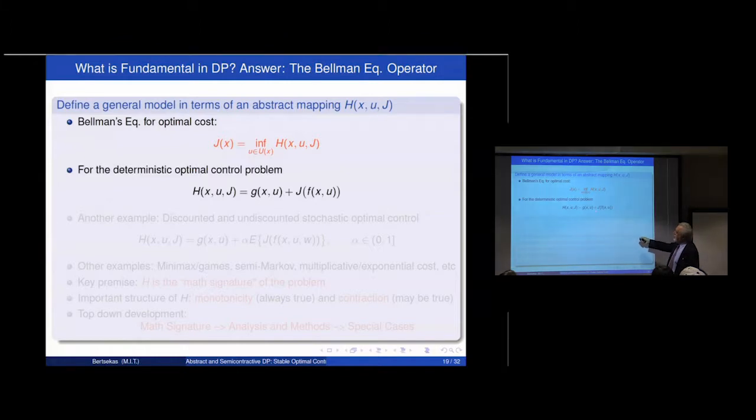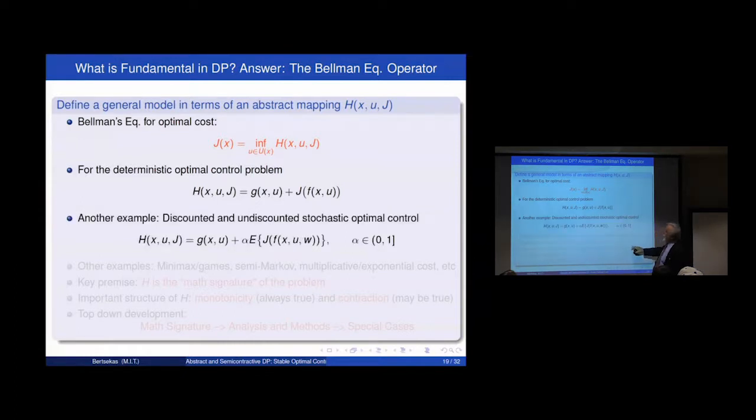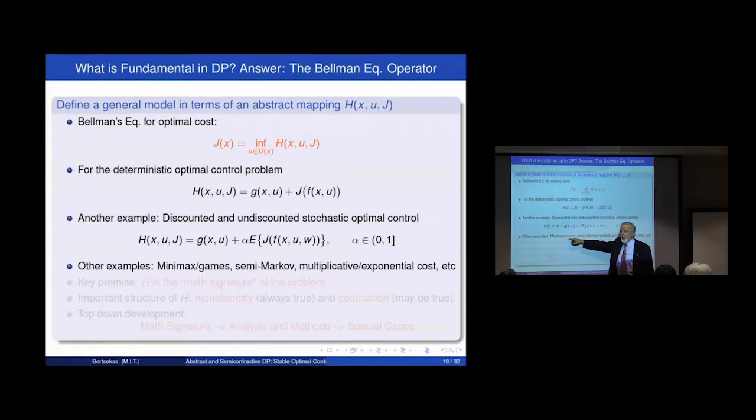And in special cases, it takes specific forms, like in deterministic optimal control. It takes this form that we have seen. In stochastic optimal control, it takes this form here. Alpha here is a discount factor, and W is some stochastic disturbance. There are also other examples, minimax problems, where instead of an expectation, you have a maximum over some disturbance that takes values in a certain set. Semi-Markov problems, which involve special type of disturbances. Multiplicative cost problems or exponential risk-sensitive costs also come in this category, and they involve some other types of operator of abstract mapping H.